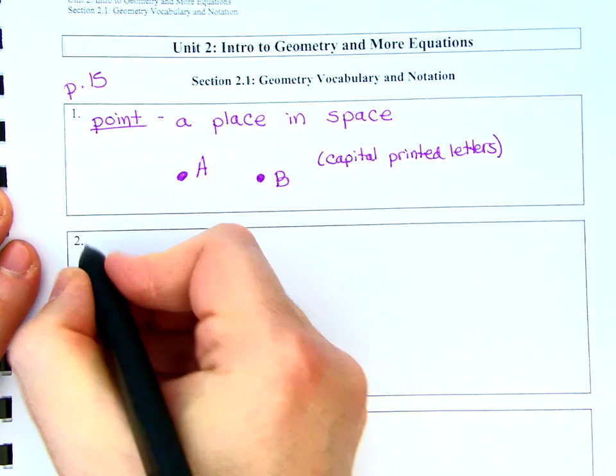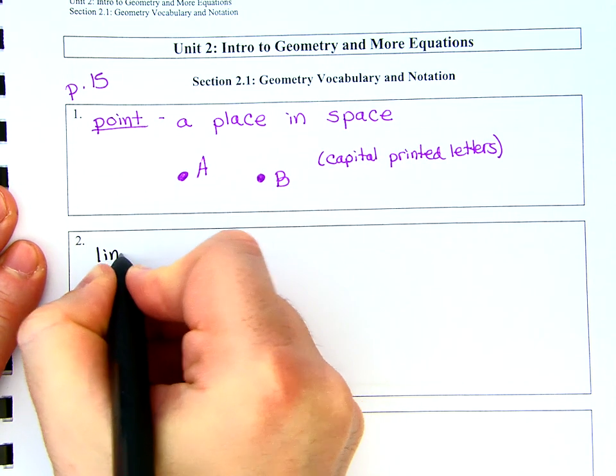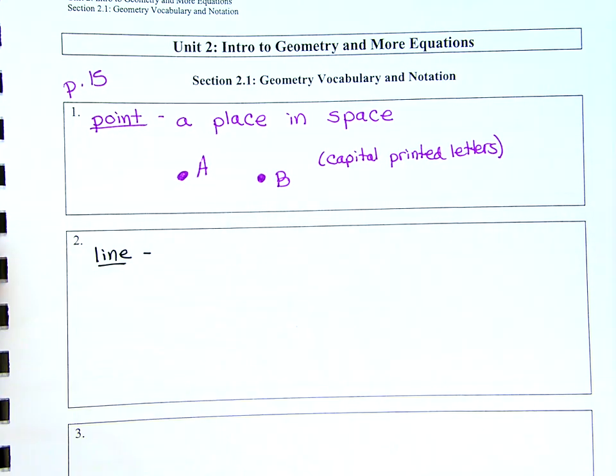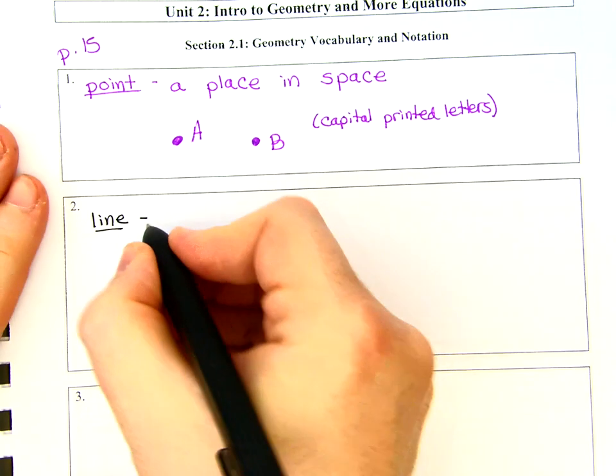Number 2, a line. And I know you know what a line is, but we need to give it a very precise definition that may actually be a little different than what you think. A line. I'm just going to write this and we'll figure out what it says in a moment. A set of points extending forever in opposite directions. Makes no sense. Let's write it, then we'll figure out what this is saying.